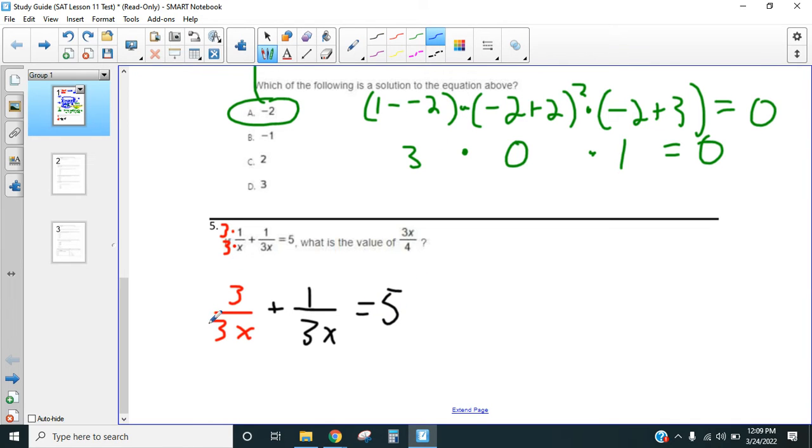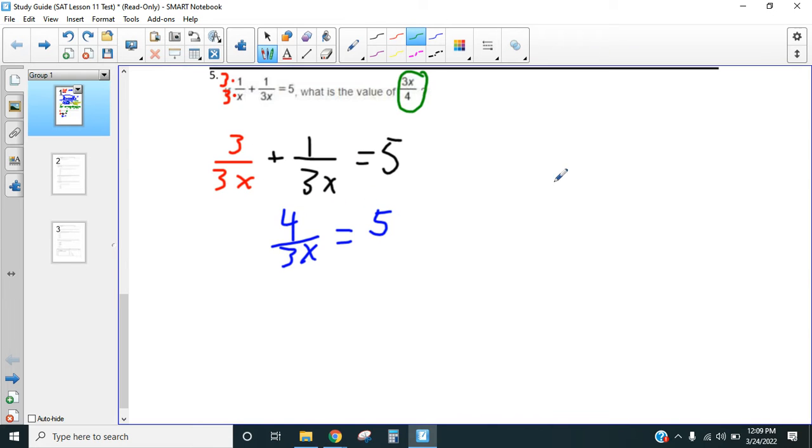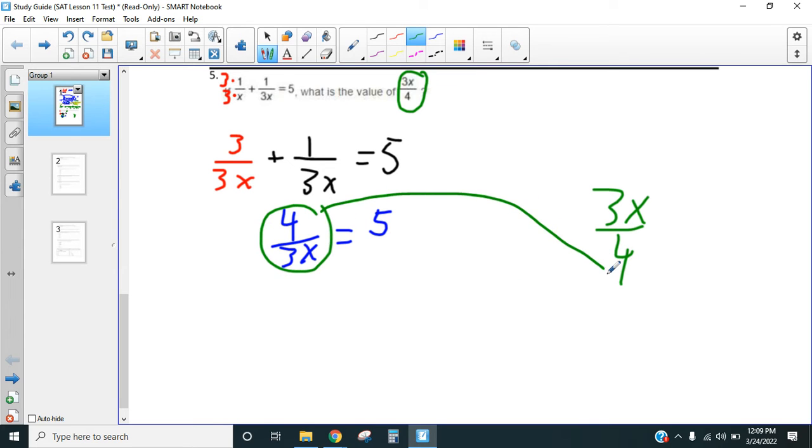If I combine those, what do I do? Do I add denominators? No, we just add the top. So that's 4 over 3x is equal to 5. Now just pause for a second. Sometimes it's helpful once you get to a part like this to take a look at what they actually want us to find. They don't want us to solve for x. They want us to solve for 3x over 4. Take a look at what we have. They want 3x over 4. Well, that's this flipped upside down. See that?